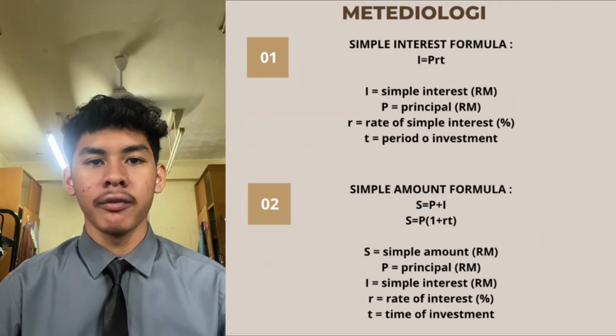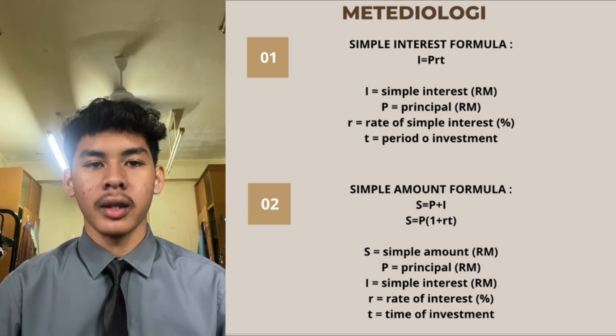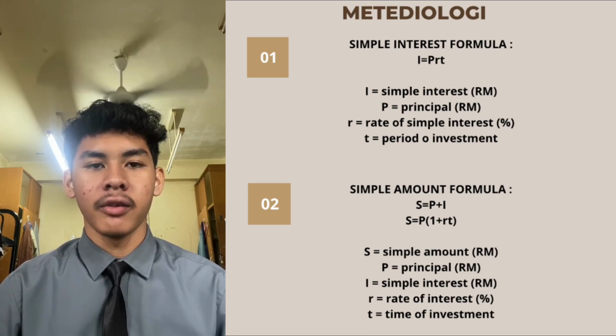Simple interest has two formulas. The first one is the simple interest formula. I equals PRT. I stands for simple interest, P stands for principal, R stands for rate of simple interest, and T is the period of the investment.